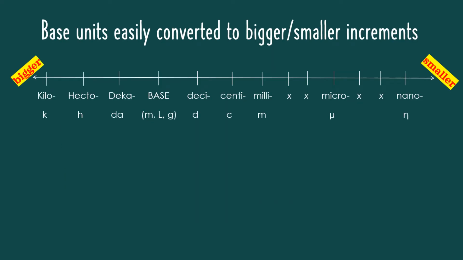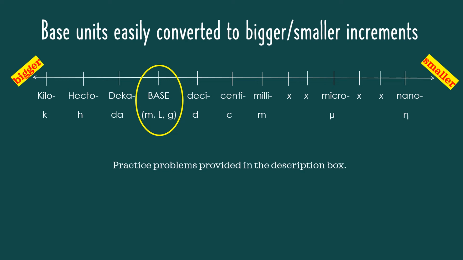In the metric system, base units like meters, liters, and grams can be easily converted into descriptions of larger or smaller increments by tacking a prefix onto the word. For example, the prefix kilo can be added to the base unit meter to create the word kilometer, which describes a bigger distance than a meter. Please see the description box for practice problems that will acquaint you with the metric system.